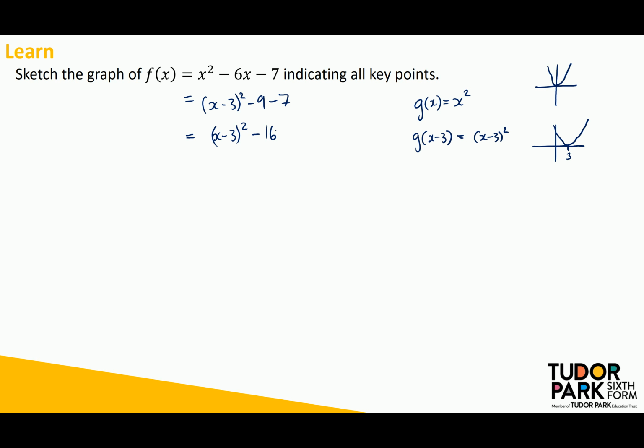The next thing that I want to look at is subtracting 16. Now that happens outside the function, so that becomes g of x minus 3 minus 16, which would be x minus 3 all squared minus 16, which is the function that we actually want to plot. Well, if it's outside the function, I'm affecting the y direction, so if I'm subtracting, it's just going to move the whole graph down by 16. So my graph is now going to go through something like this.